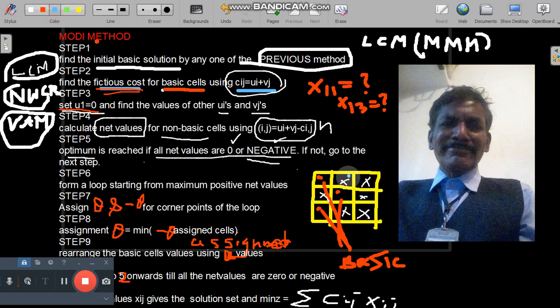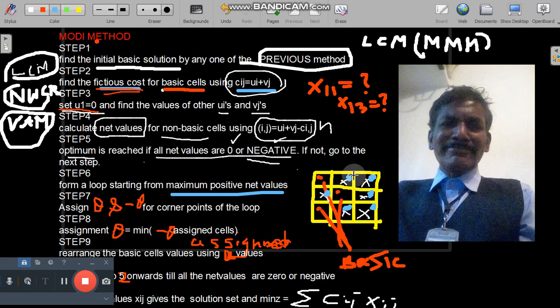So for non-basic cells, this is one net value, this is another net value, this is another net value. We will be finding these out. Among these net values, which is the maximum positive? That we have to find out. Maximum positive net values we have to identify.